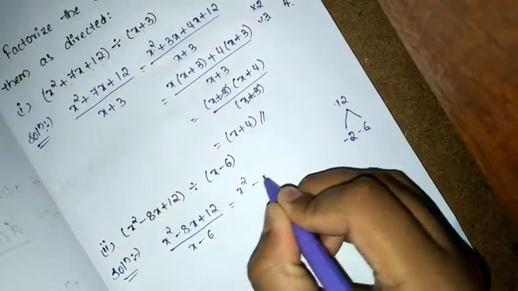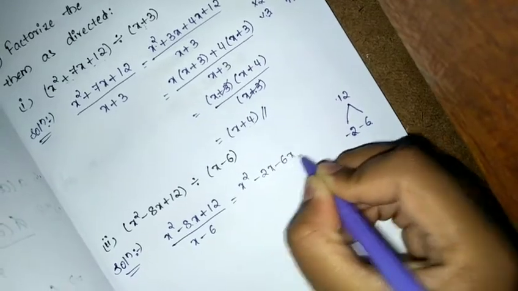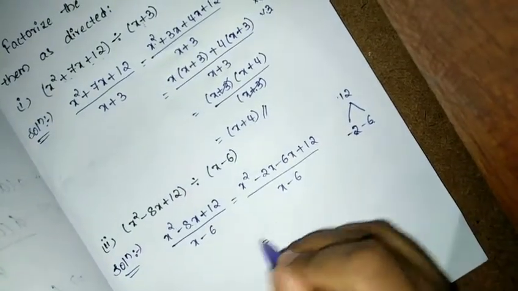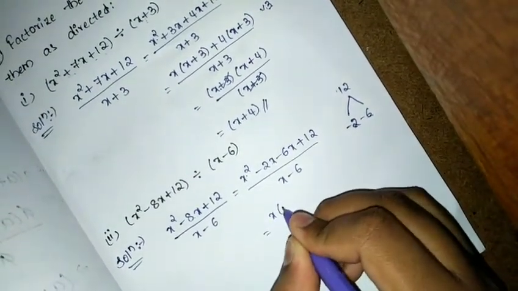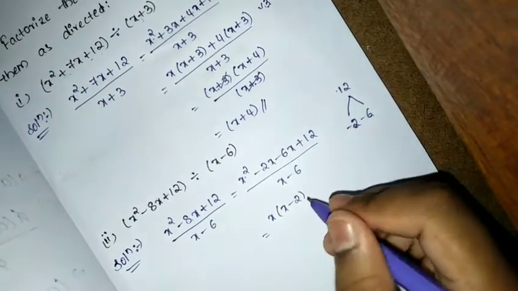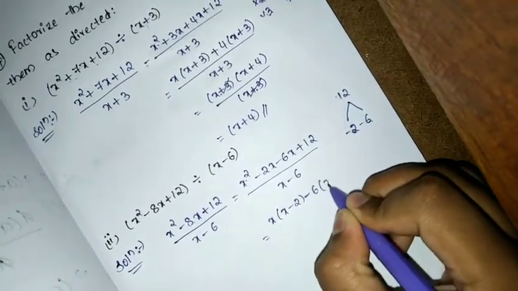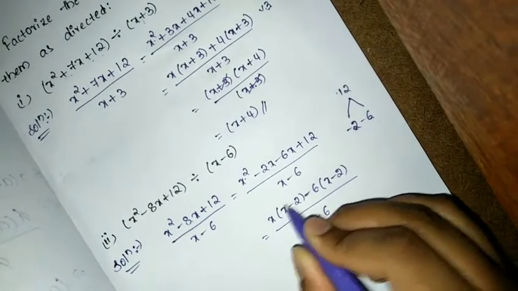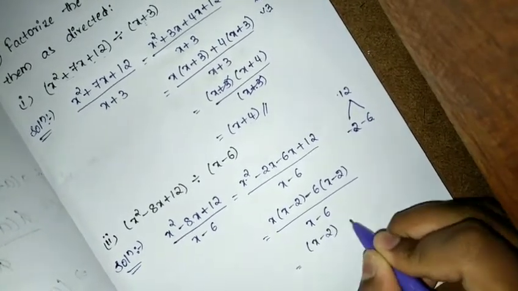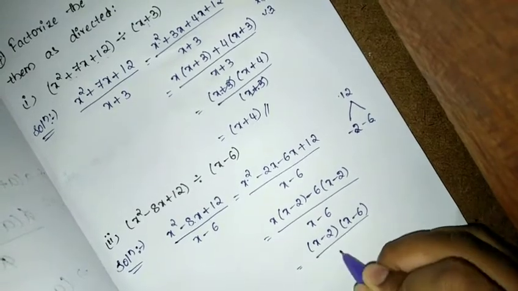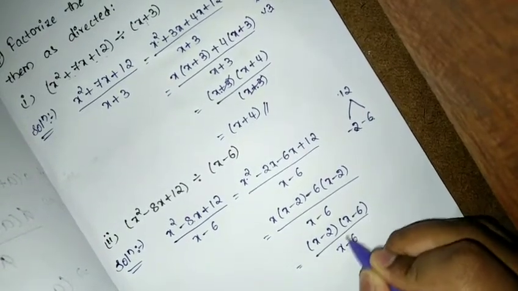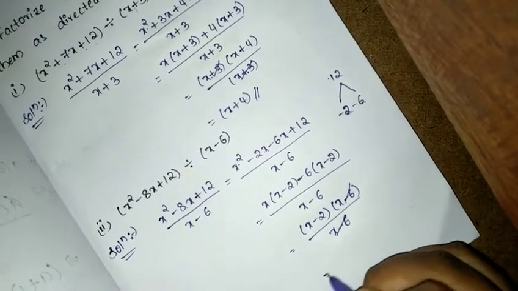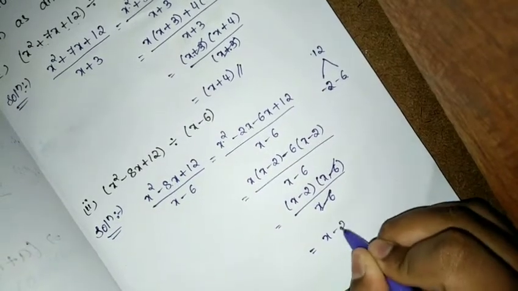So we have x square minus 2x minus 6x plus 12 divided by x minus 6. From these two terms we have x common, then we have x minus 2. From these two terms we have minus 6 common, then we have x minus 2, divided by x minus 6. From these two terms we have x minus 2 common, then we get x minus 6 divided by x minus 6. In numerator and denominator we can cancel x minus 6, so these two are cancelled. The remaining one is x minus 2.